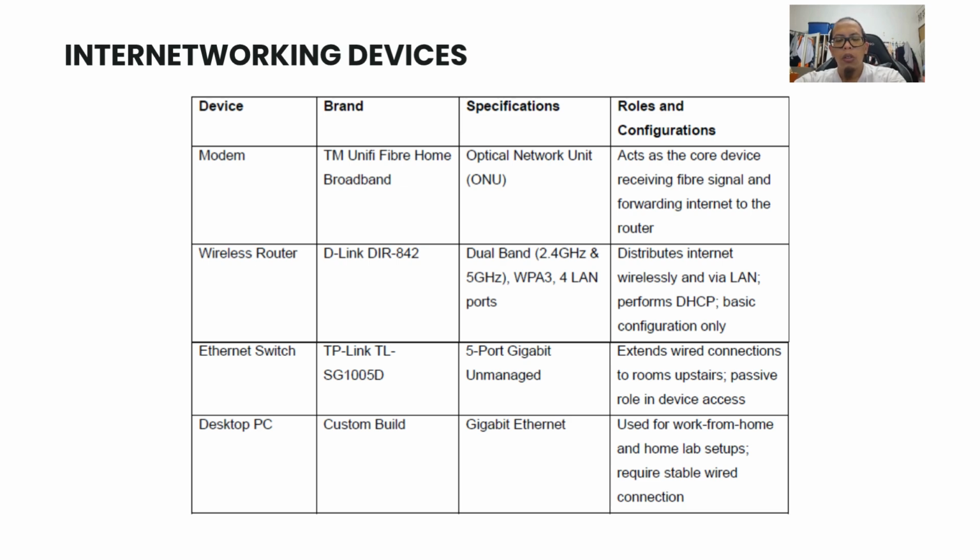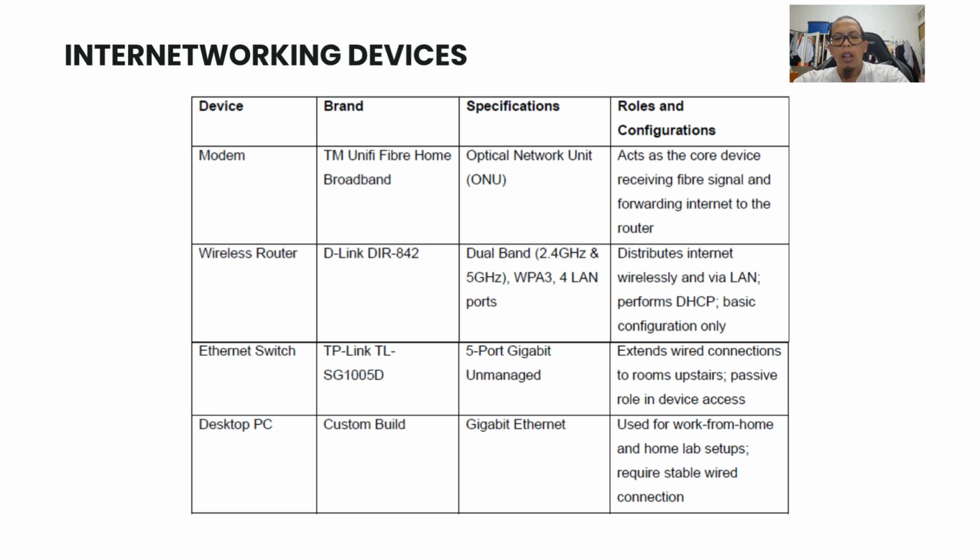So we move to the second one, which is the wireless router. The brand is D-Link JR-842. Specification is dual band, which is 2.4 GHz and 5 GHz, WPA3 and 4 LAN ports. It distributes internet wirelessly and via LAN and performs DHCP, but it's only for basic configuration.